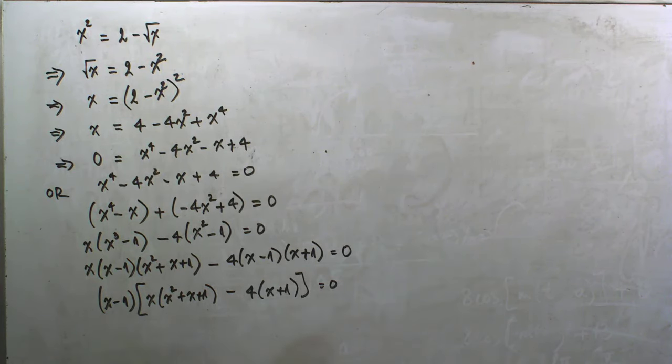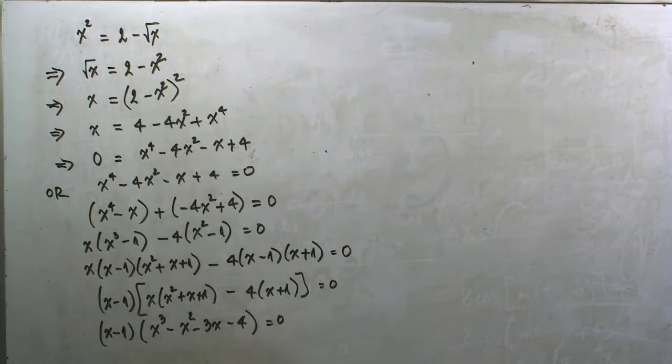Okay, and so now in my next step, x minus 1, the x here gets distributed, and the minus 4 here also gets distributed into this group here, and then let's combine like terms. And so after distributing and combining like terms, we're looking at x cubed minus x squared minus 3x minus 4 equals 0.